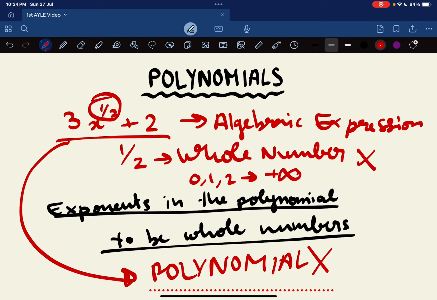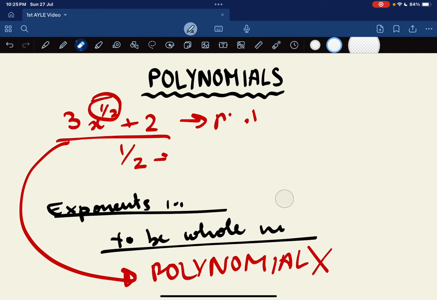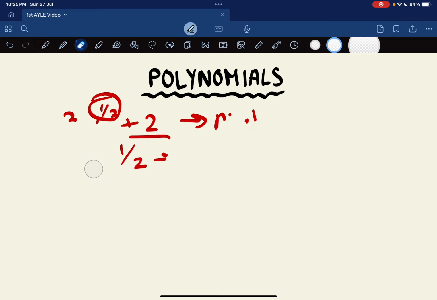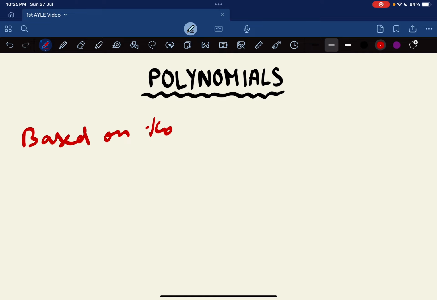So that is why polynomials are a type of algebraic expressions. So I'll just rub this out, and let's look at some types of polynomials. All right, some types of polynomials. So, the first type can be based on the number of terms.